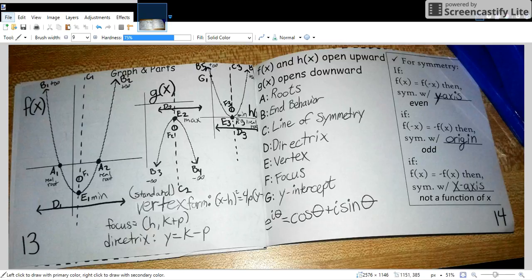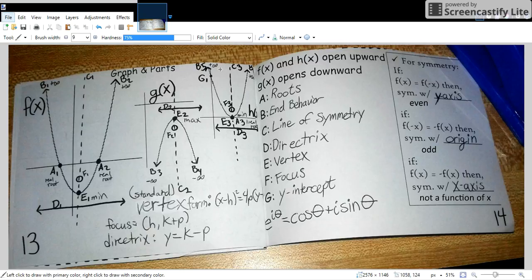E, that is your vertex. Again, we have a minimum value at f of x, a maximum value at g of x, and a minimum at h of x. And then F, focus. We'll talk about that more next semester. It is this point that I put a little bit after each of the vertices.